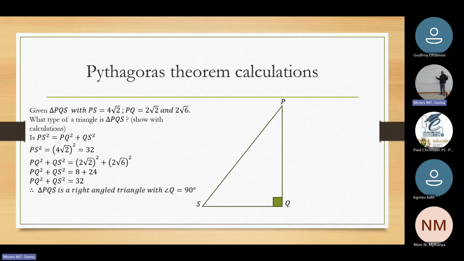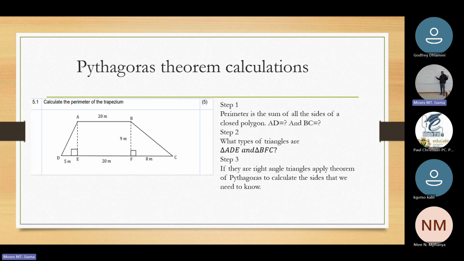I'm so happy that this worked out for you. Now, we can put a 90 degrees there and say, hey, angle Q, you are 90 degrees. Let's move on. The next one, that is now Theorem of Pythagoras integrated into other shapes.